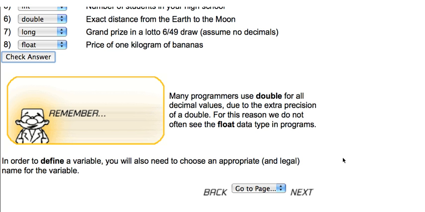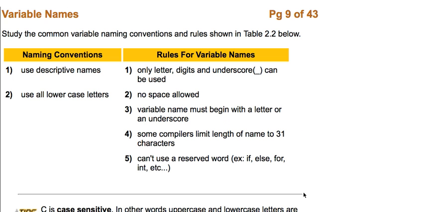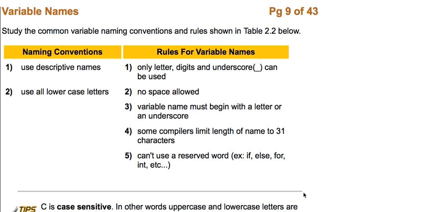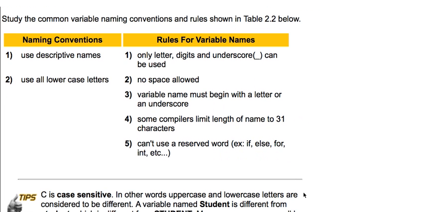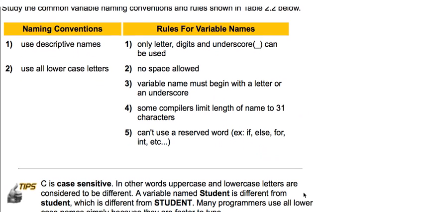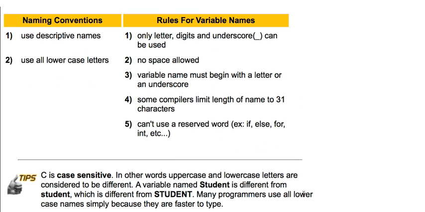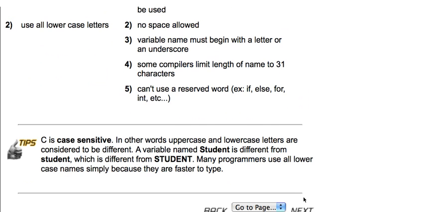In order to define a variable, you will also need to choose an appropriate and legal name for it. Here are some of the standard variable naming conventions and rules shown in Table 2.2. Please give them a glance. Pause the video here if you would like to read them any further. C is case sensitive. In other words, uppercase and lowercase letters are considered to be different. A variable named Student with a capital S is different from student with a lowercase s, which is different from STUDENT in all capitals. Many programmers use all lowercase names simply because they are faster to type.